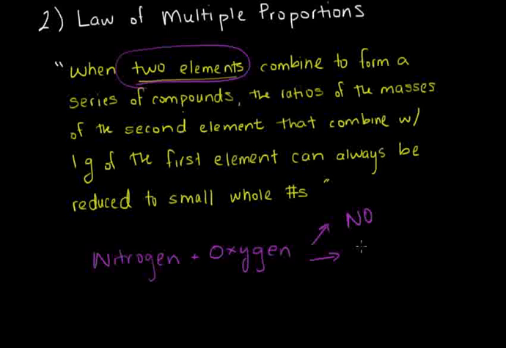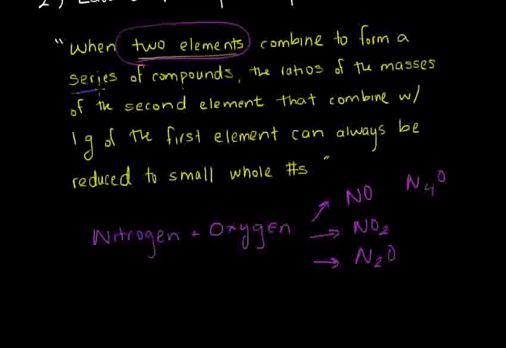Scientists in 1800 wouldn't know about these. We wouldn't know these formulas, but we could get NO2, we could get N2O, we could get N4O, etc., etc. And so when we say a series of compounds, we mean different things produced from the same original elements.